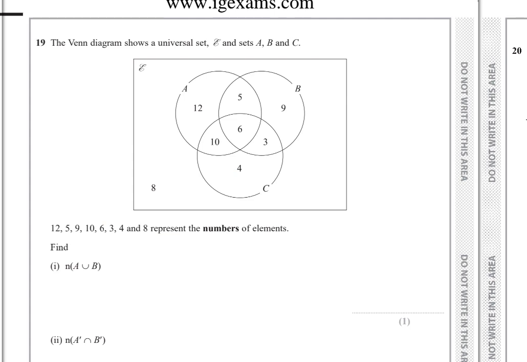Number 19. The Venn diagram shows a universal set and the sets A, B, and C. 12, 5, 9, 10, 6, 3, 4, and 8 represent the numbers of elements. Find the number of A union B. So A union B equals 12 plus 5 plus 9 plus 3 plus 6 plus 10. 12 plus 5 plus 9 plus 10 plus 6 plus 3 equals 45.